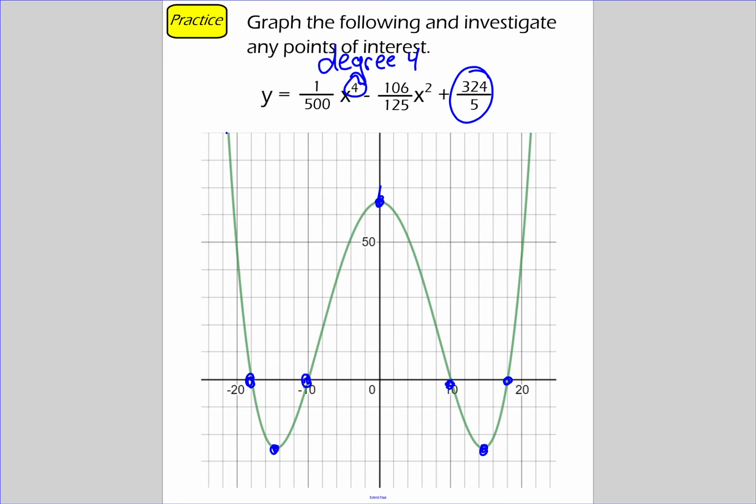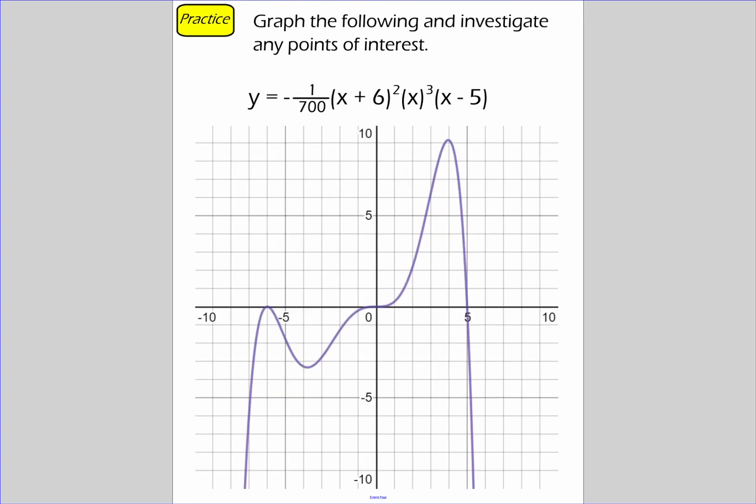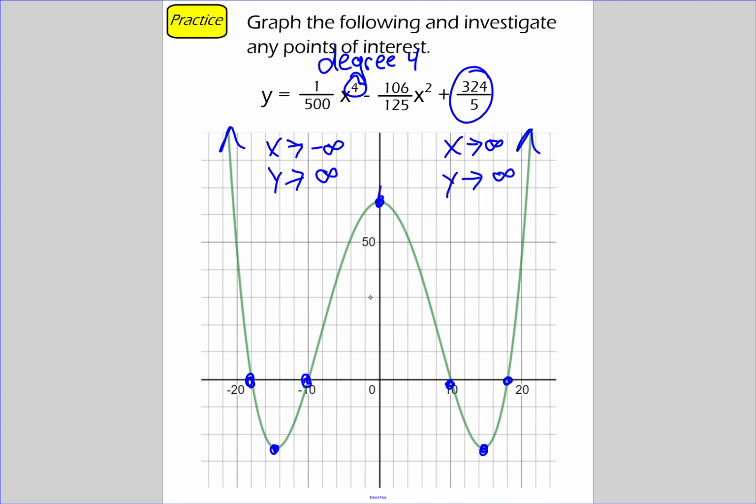Our end behavior doesn't matter which direction we go. As x goes to negative infinity, y is getting larger towards infinity, and when x goes to positive infinity to the right, y is going up to positive infinity. So this is similar to a quadratic with a positive leading coefficient. We also have concave down below the max, concave up above the mins, and there are inflection points somewhere in between.